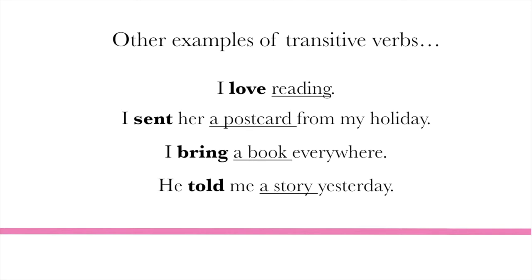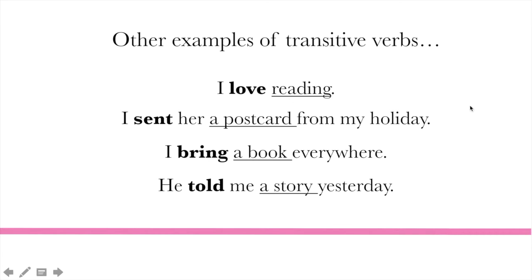Other examples of transitive verbs: I love reading. Here reading is the gerund. It's acting like a noun. I love by itself won't work here. It needs a noun phrase or a direct object. I love what? I love reading.